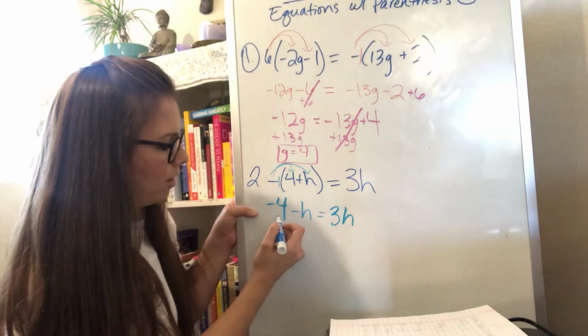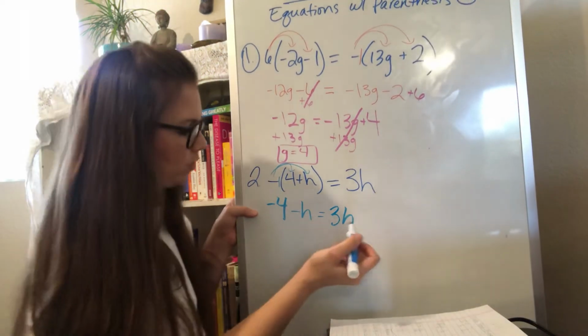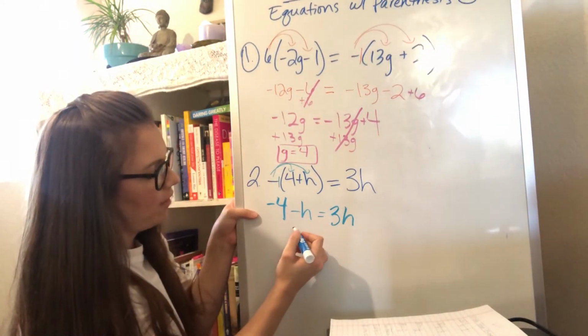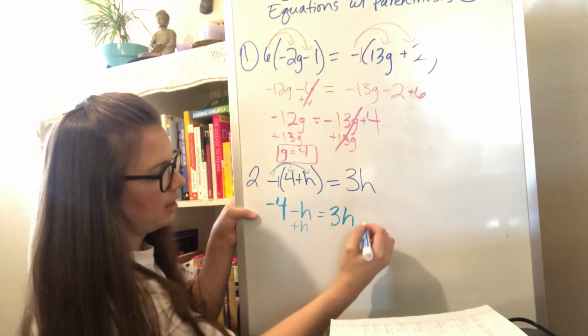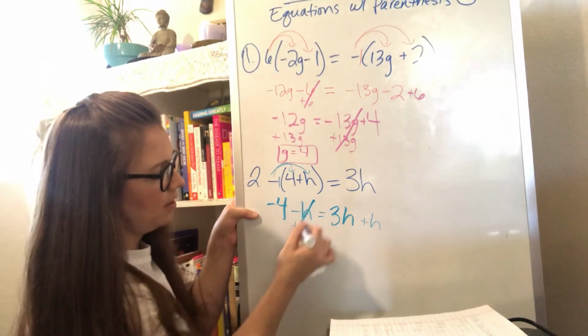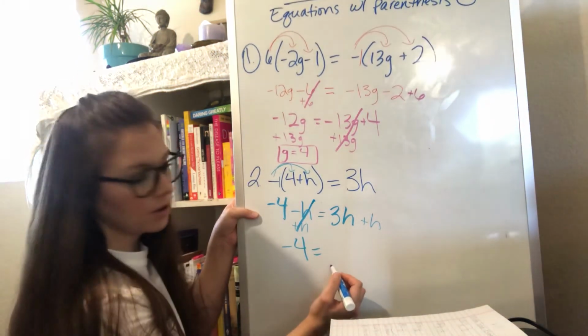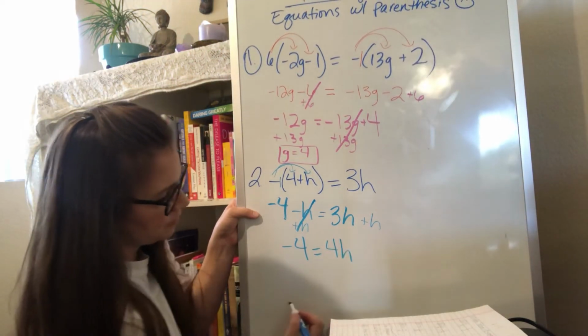So I have numbers and variables over here and over here, so I can still just pick whatever side I want. It looks like to me it's going to be easier if I have my variables over here, so I'm going to add h to both sides. Okay, cancel it out there. This just says negative 4 over here now. Can you see all the way down here? And 3h plus h is 4h.